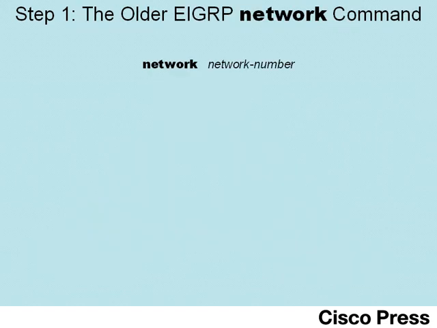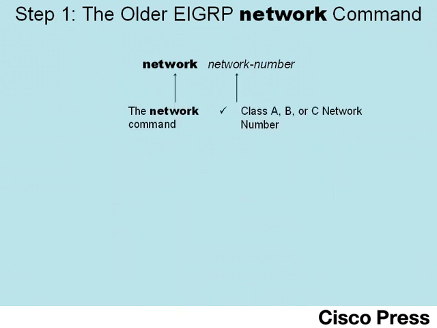To configure EIGRP in any network, you'll use the router EIGRP command followed by one or more network commands. Now the EIGRP network command has two basic styles. In the first style that you see here, there's a network command followed by a Class A, B, or C network number. Now this network command works just like the RIP network command because it tells EIGRP to do EIGRP on every interface on that router that's in that classful A, B, or C network.